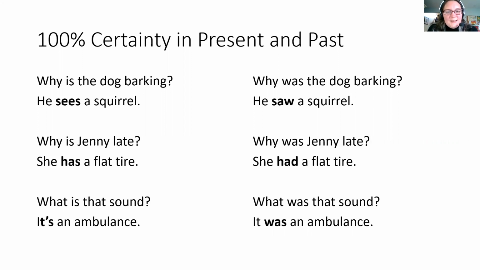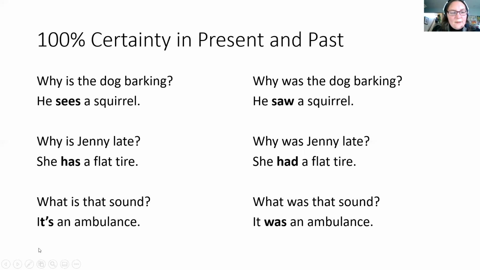I ask, referring to the past, because he saw a squirrel. Saw representing the past. We can do the same for the following two examples, looking at why is Jenny late and why was Jenny late. If we're talking in the present tense, we would say she has a flat tire, has being the present tense form of the verb. If we were asking in the past tense, we would say she had a flat tire, had being the past tense of the verb.